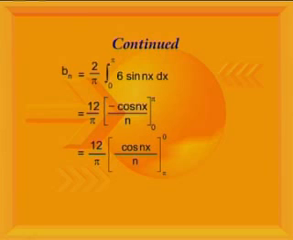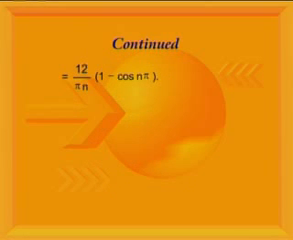In this way we will get rid of this negative sign. So bn is equal to 12 over pi into cosine nx divided by n, and limit is from x is equal to pi to x is equal to 0. When we substitute 0, cosine of nx is 1, and when you substitute pi, this will be minus cosine n pi. So bn is equal to 12 over pi n into 1 minus cosine n pi.